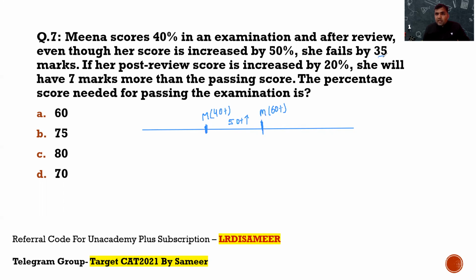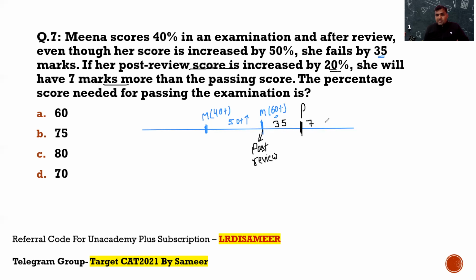And she still failed by 35 marks. That means even after getting 60% of the total marks, Meena is still 35 marks behind the passing mark. So if this is the passing mark, Meena is still 35 marks behind it. This is her post review score. Now, if her post review score is increased by 20%, she will have 7 marks more than the passing mark.